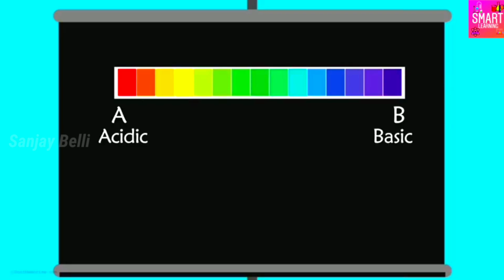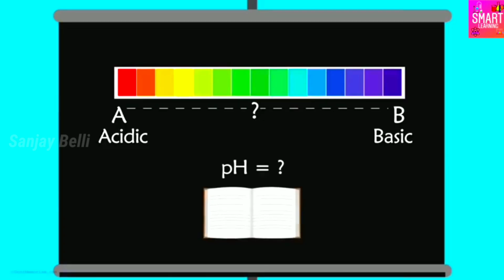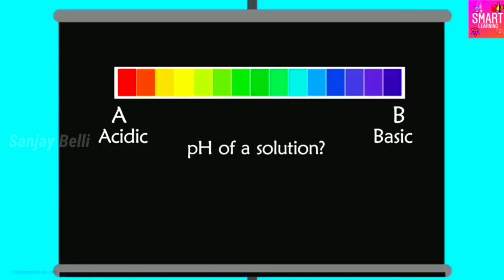And don't forget, we still don't know how the number on the pH scale is calculated. That involves logarithms, which we haven't looked at. But how is the pH of a solution actually measured in real life? We'll see that in the next video.